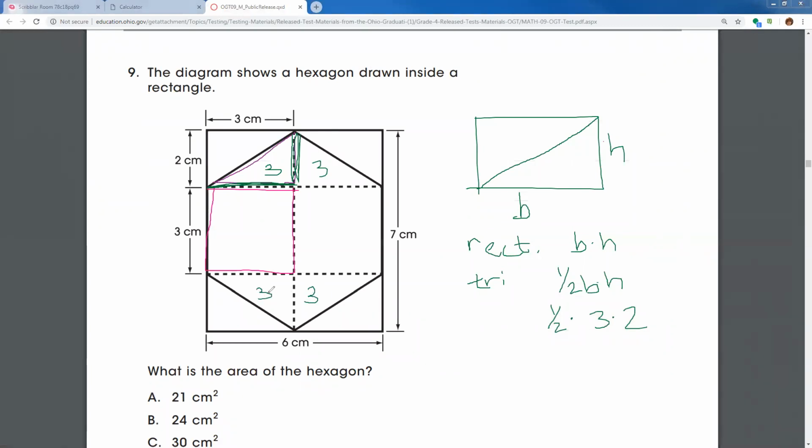So then the square is a 3 by 3 square. So what's the area of the square? And square uses the same area formula as rectangle. We can just do base times height. And so do parallelograms. Parallelograms also use base times height.